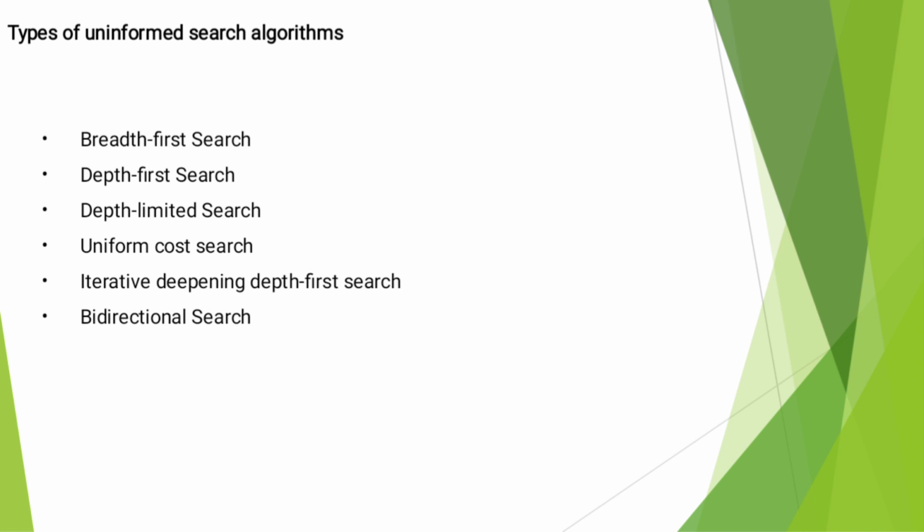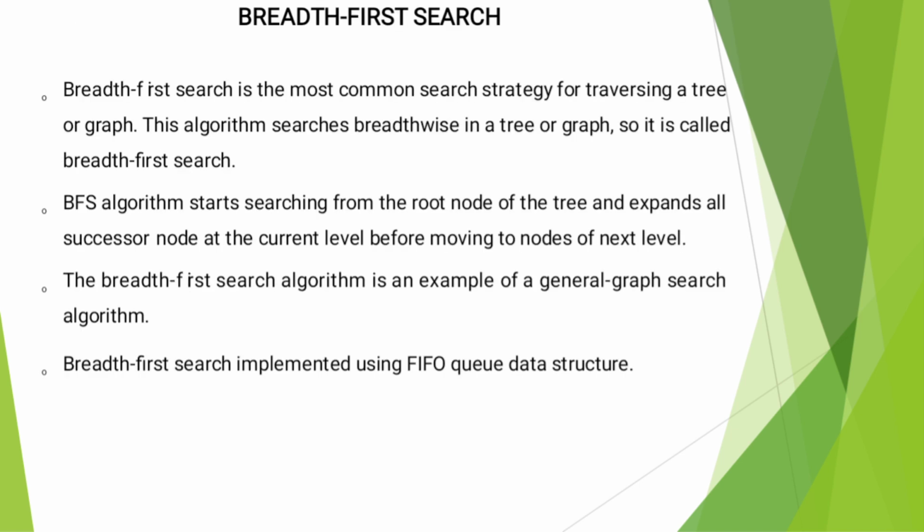Today I present the topic Uninformed Search Algorithms. Here are the uninformed search algorithms: breadth first search, depth first search, depth limited search, uniform cost search, iterative deepening depth first search, bidirectional search. These are the uninformed search algorithms.